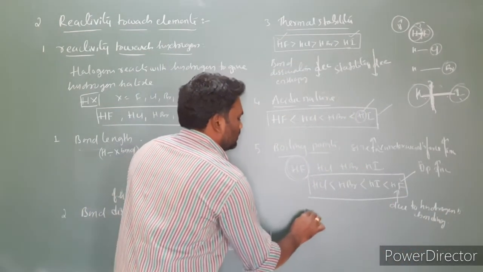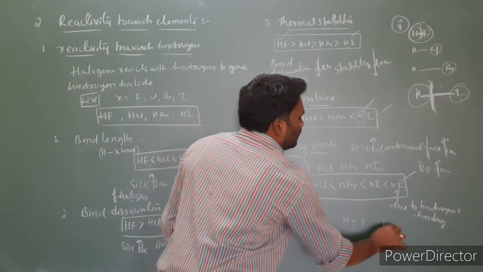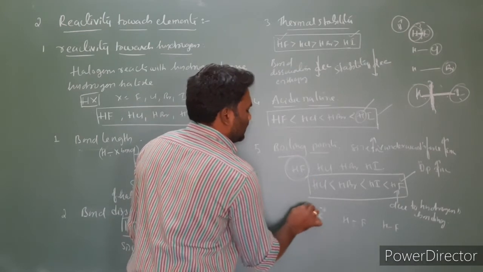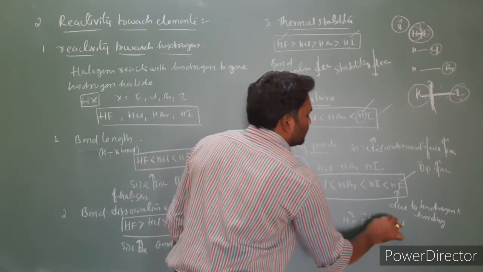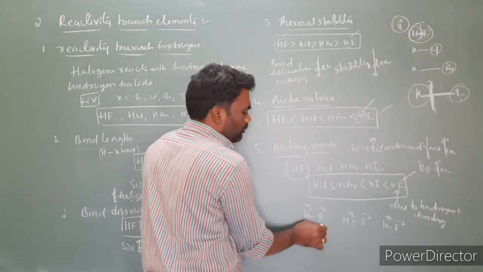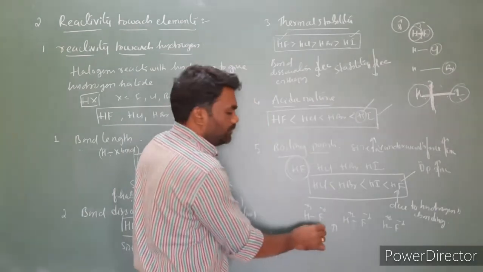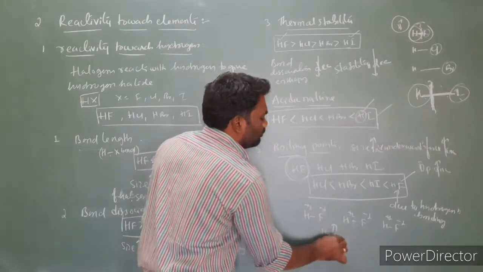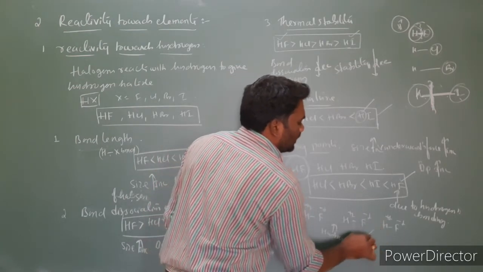Let us look at an HF molecule, a second HF molecule, and a third HF molecule. Fluorine is partial negative, hydrogen is partial positive. So this is the fluorine atom of one molecule and the hydrogen atom of another molecule. Between them there is a hydrogen bond.